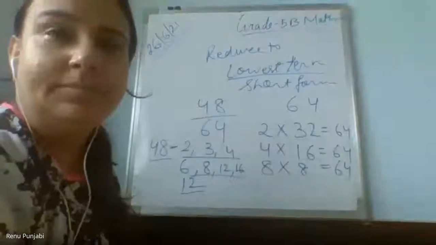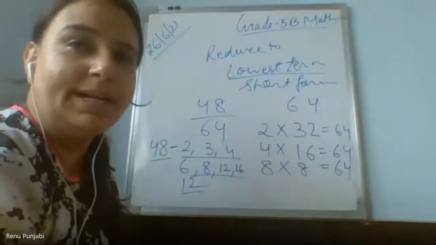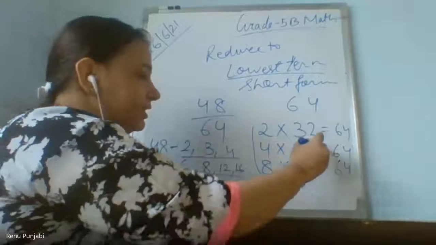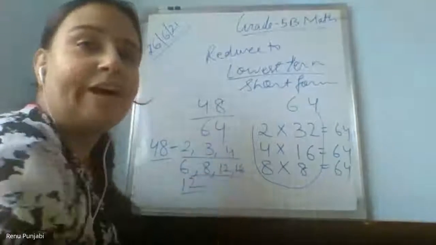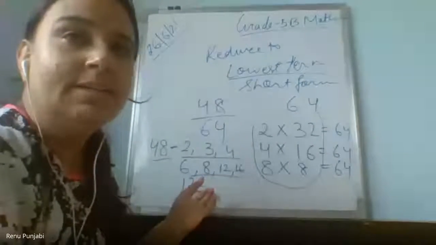Divisible by 9? No. Divisible by 10? No. So now we stop. Now we make a U-turn. Now we write, these are called factors. What are you writing? Factors.